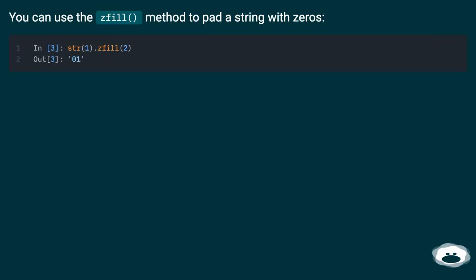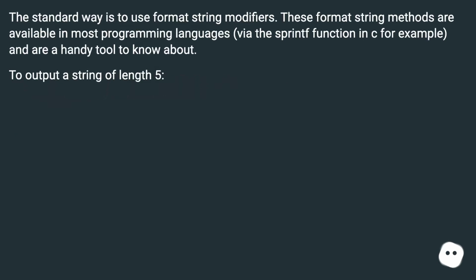You can use this fill method to pad a string with zeros. The standard way is to use format string modifiers. These format string methods are available in most programming languages, via the sprintf function in C for example, and are a handy tool to know about. To output a string of length 5.